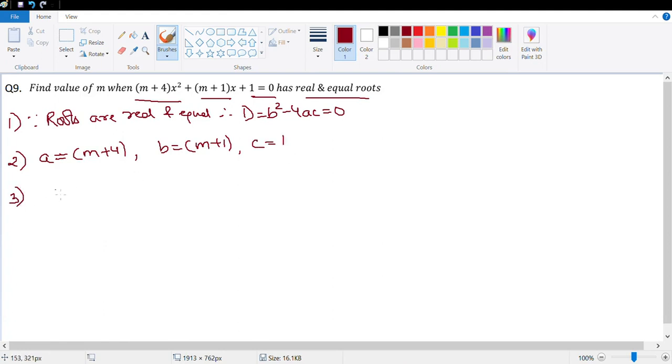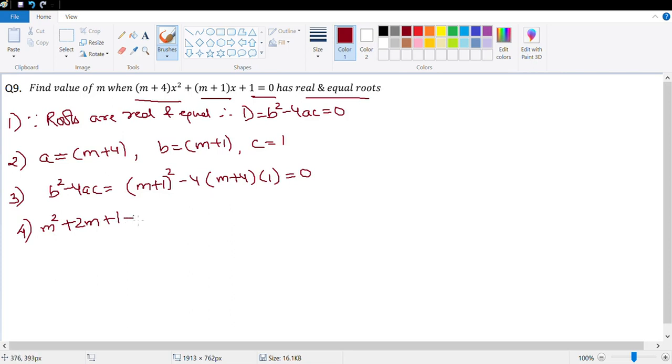So let's put it in the formula, b square minus 4ac. So instead of b, we have (m plus 1) the whole square minus 4 times a, which is m plus 4, c is 1, and this has to be equal to 0. Let's open the bracket. So this is m square plus 2m plus 1 minus 4m minus 16 is equal to 0. Let me reconfirm.